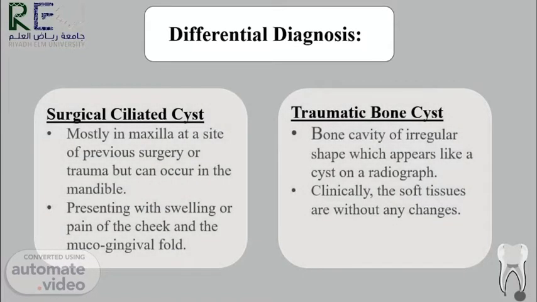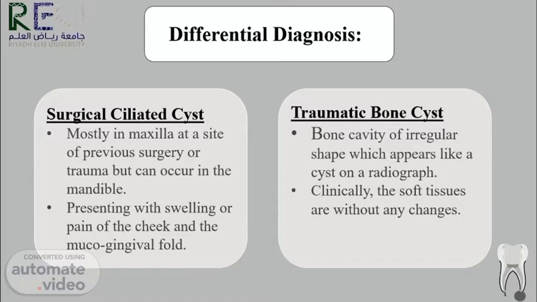Differential diagnosis: surgical ciliated cyst, developed mostly in the maxilla at the site of previous surgery or trauma, and most common at the posterior maxilla, rare occurrence at the mandible, most commonly presenting with a swelling or pain of the cheek and the mucogingival fold. It can be detected by fluid aspiration, which contains predominantly glycosaminoglycan, hyaluronic acid, and heparin sulfate. The treatment is surgical enucleation or curettage, or marsupialization if the lesion is extensive and involves the cortical bone.